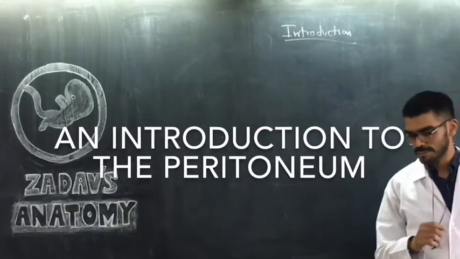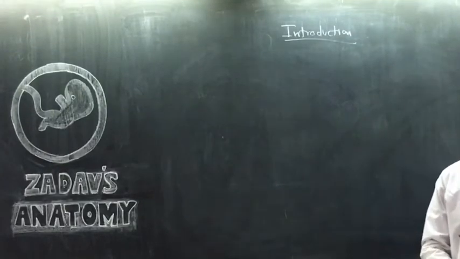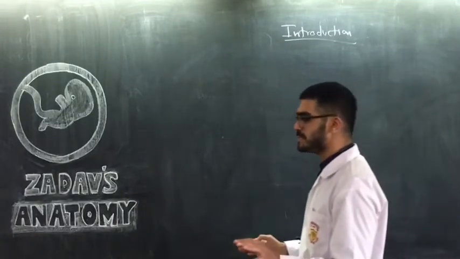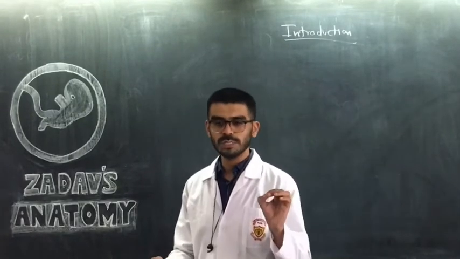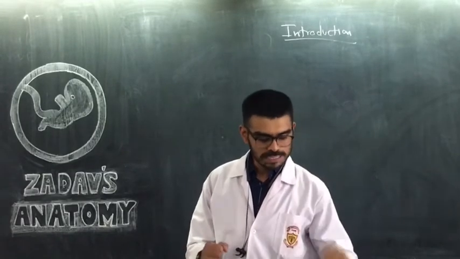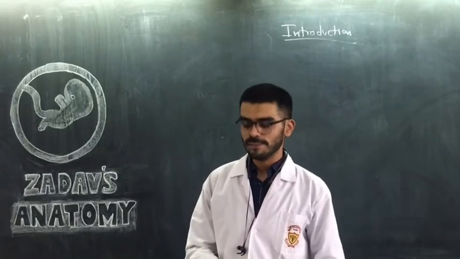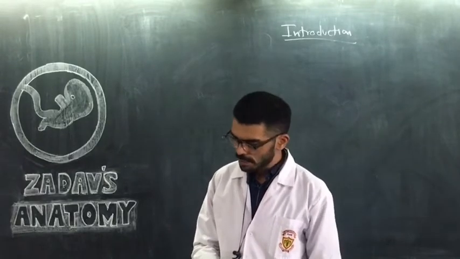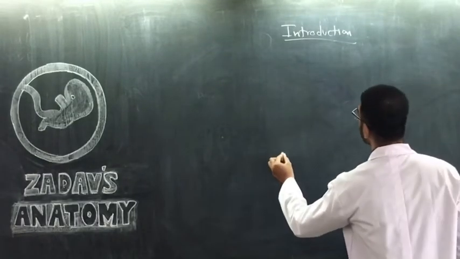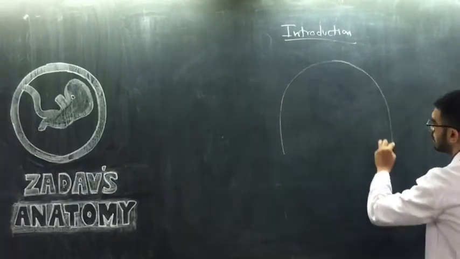Okay? Now is when we reach the most interesting aspect of the lecture, and that is going to be the discussion of the peritoneum. Peritoneum is going to be dealt in detail in a completely separate lecture. So what I'm going to tell you in the next 10 minutes is just a brief understanding of what exactly is the peritoneum and the peritoneal cavity. So we've already established that the abdomen is like an oval balloon, right?